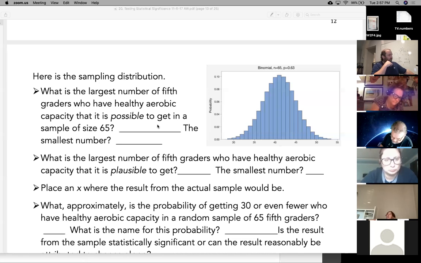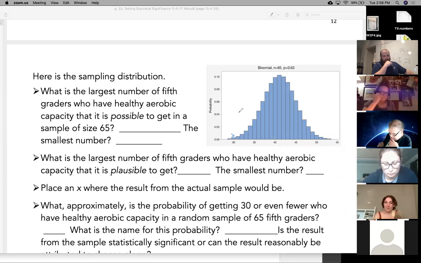And what is the smallest number that is plausible to get based upon this graph? 29, it looks like. Yeah, 29. Place an X where our sample is. What was it for our sample again? We had 30, right? 30 out of 65. Yeah. So our value is right there.